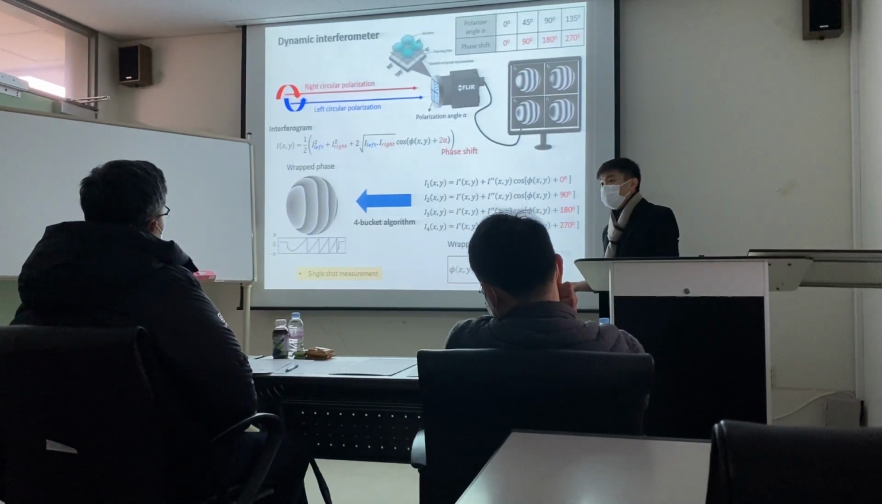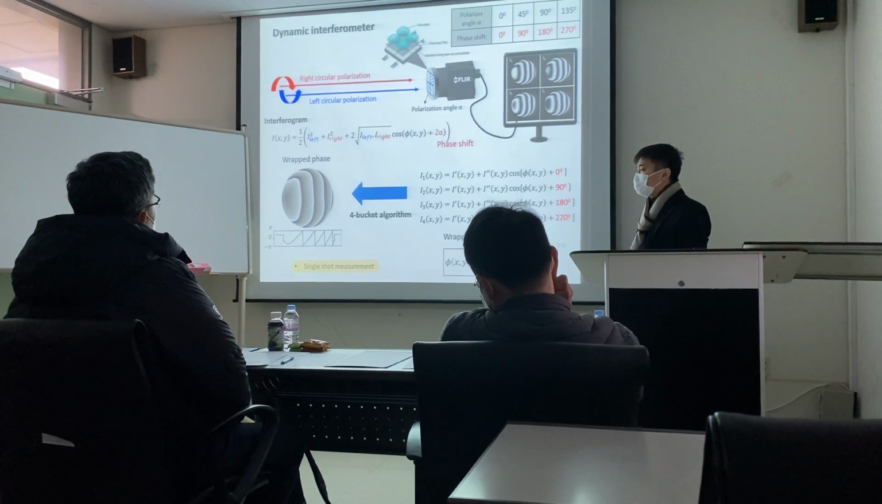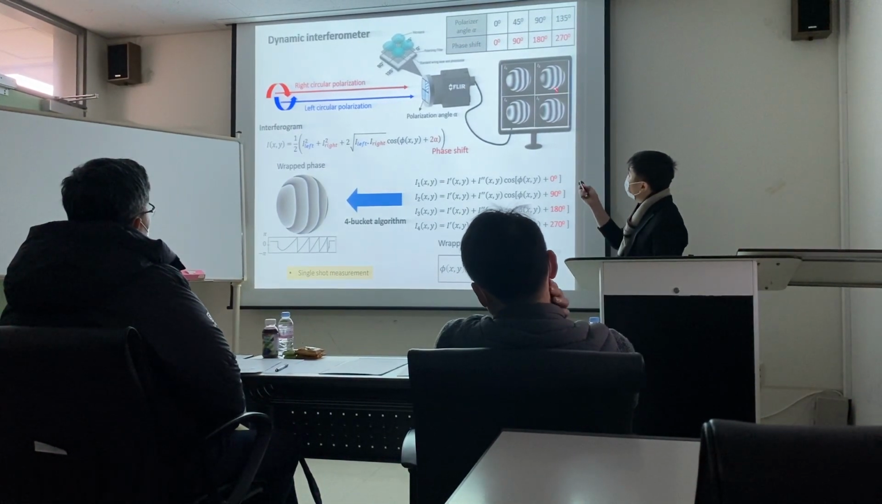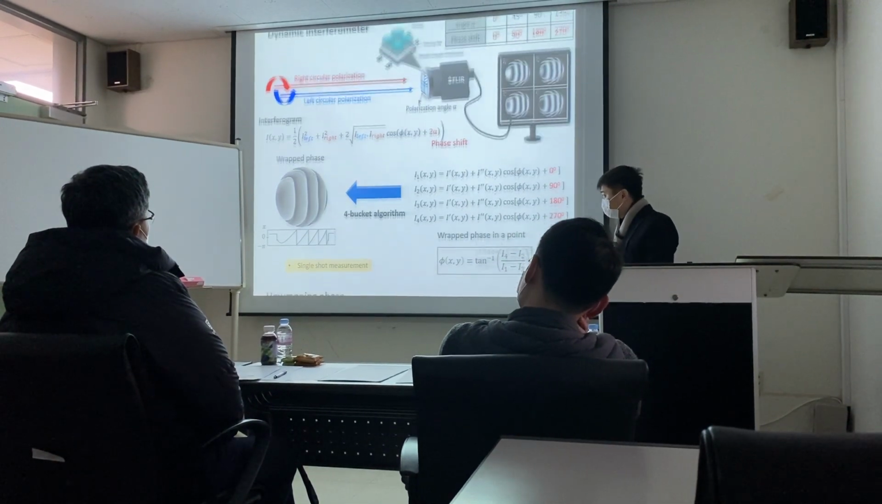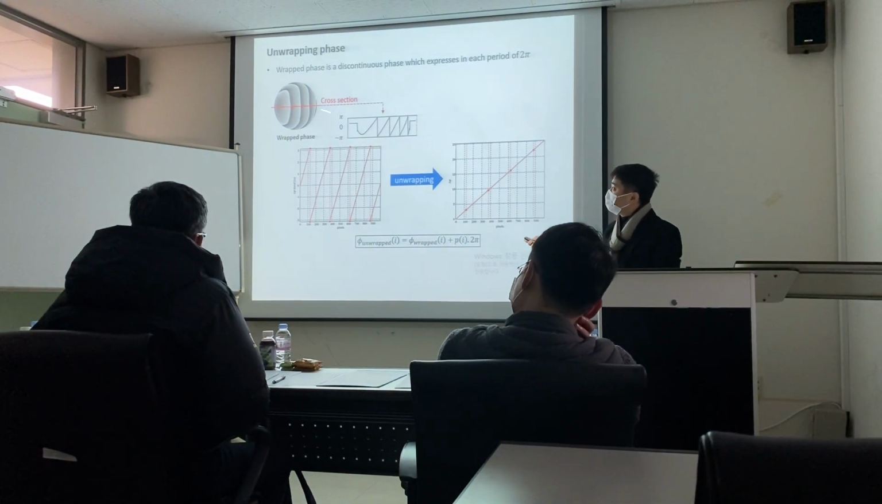This is the result. The advantage of the dynamic interferometer is the single-shot measurement. Simultaneously, in one shot, we can get the four interferograms. This is the wrapped phase. Here is a cross section.